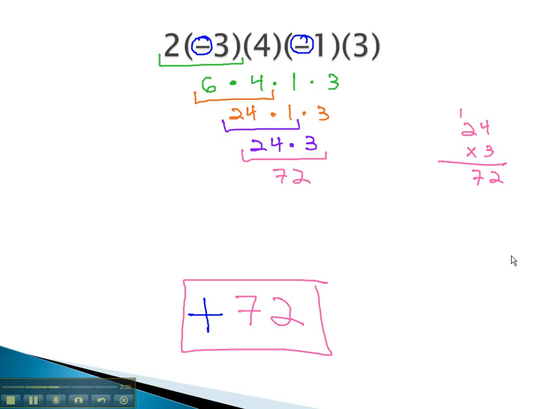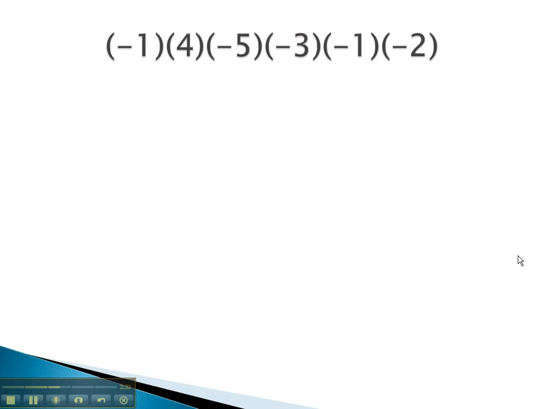Let's try one more example where we multiply a bunch of integers together. Negative 1 times 4 times negative 5 times negative 3 times negative 1 times negative 2. Is the answer positive or negative? Well, we see 1, 2, 3, 4, 5 negatives. That's an odd number of negatives, so we know our final answer is negative. Now we just have to multiply all the numbers together to find out negative what?